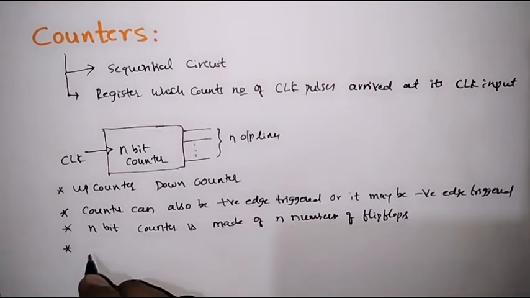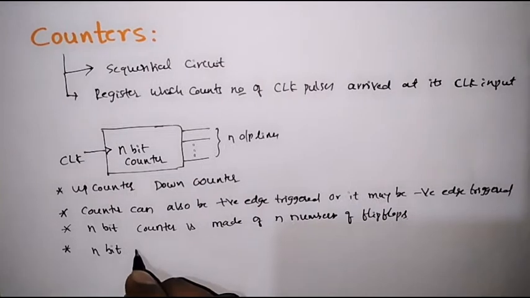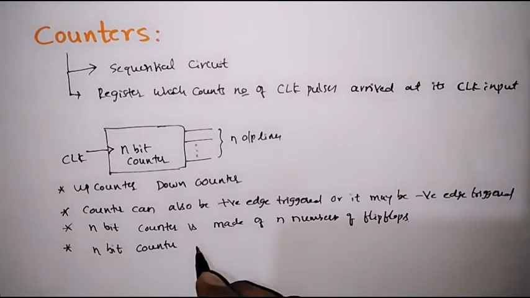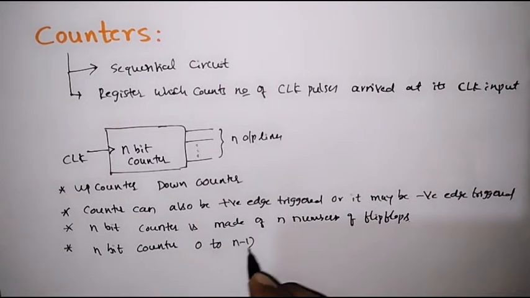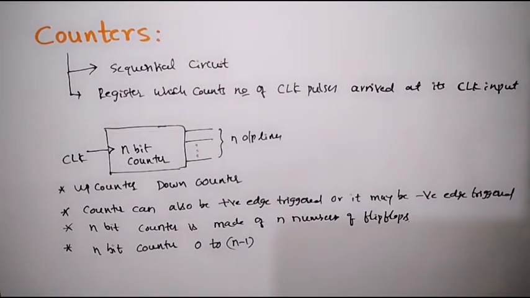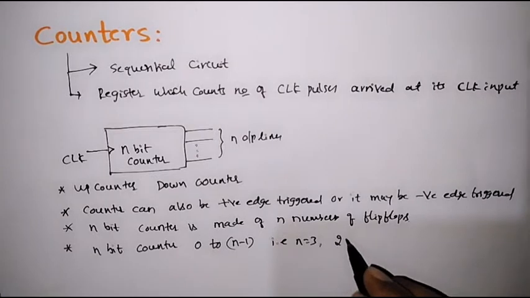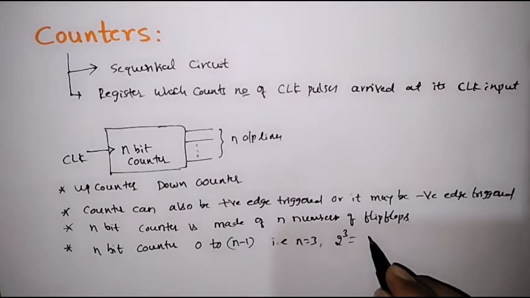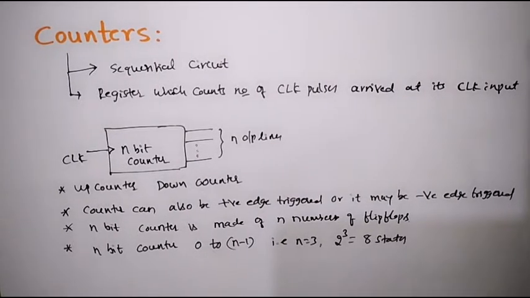As well, an n-bit counter is capable of counting 2 power n states, 0 to 2^n minus 1. That is, if n is equal to 3, then the counter may have 2 power 3 number of states. That is, for n equal to 3, we will be having 2 raised to 3, that is 8 states: 0, 0, 0 to 1, 1, 1.